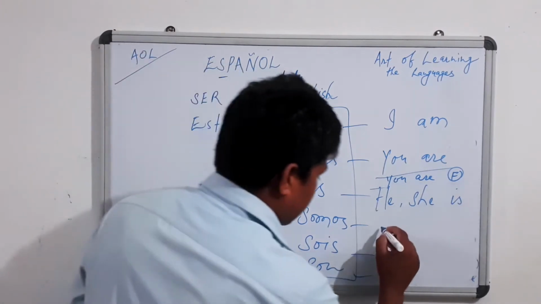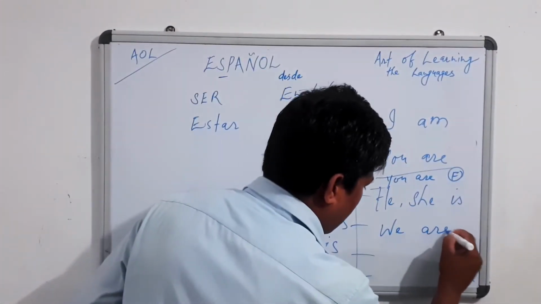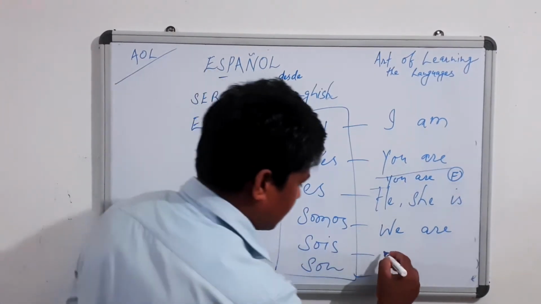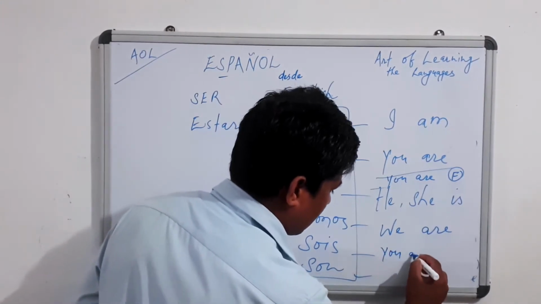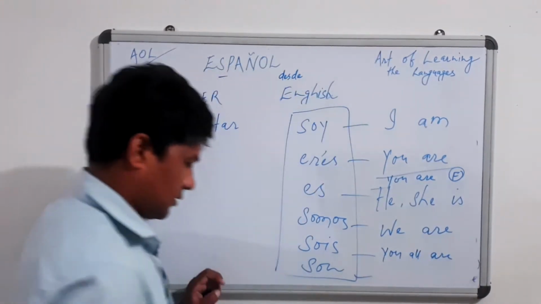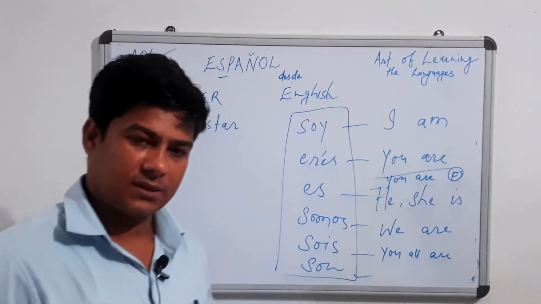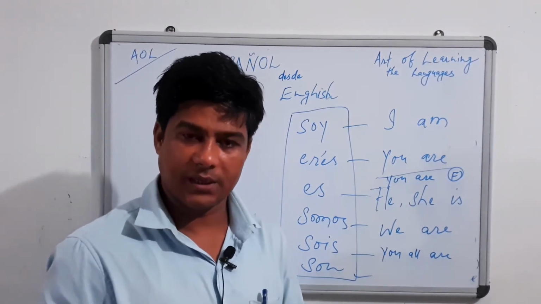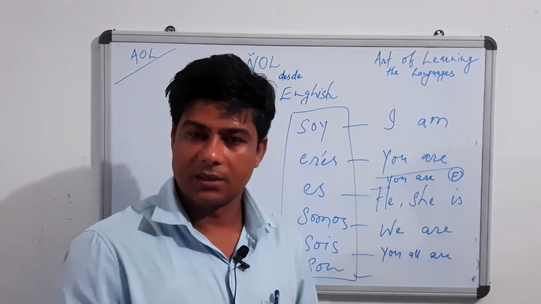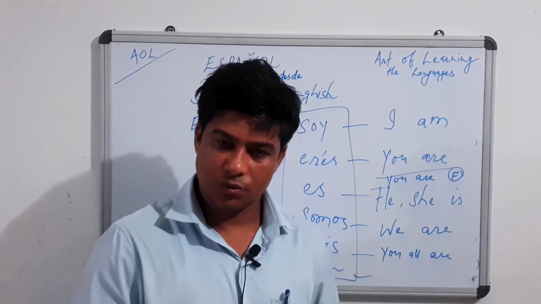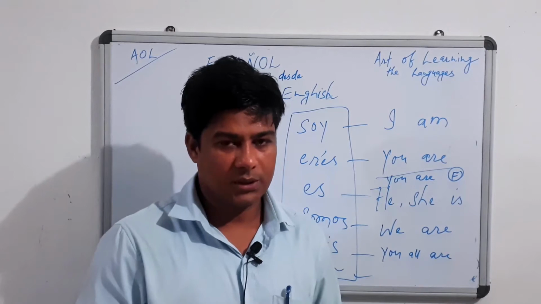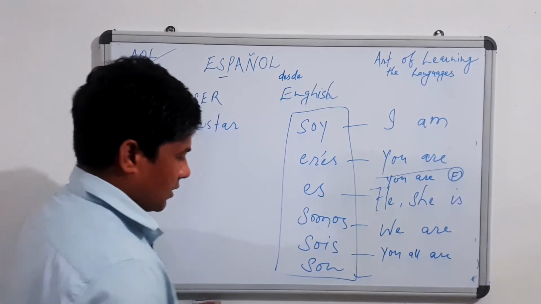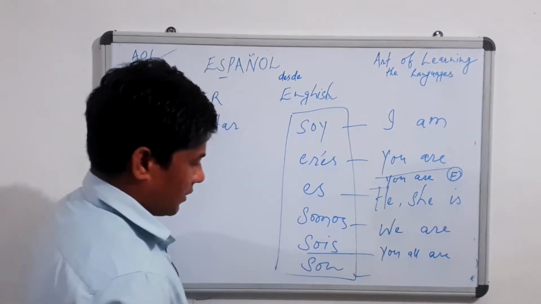Okay, somos, that means we are. Somos, we are. Sois, that means you all are. This sois describes that the person is in the plural form and you are talking with the second person, but they are in the plural form. They are not only one single person, there is more than one person. It could be 2, 3, 4, 6, 10 or anything. So you are talking with them and you are using sois, you all are.